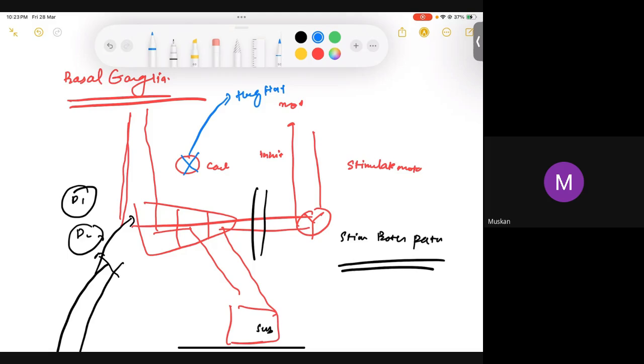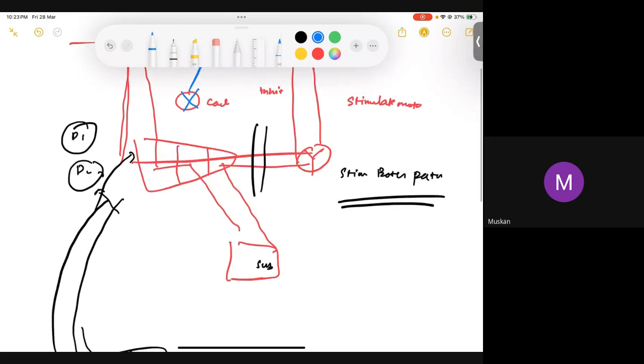Okay, perfect. If we have, let's suppose, a problem with the subthalamus, what happens? Which condition are we going to see? Hemiballism.